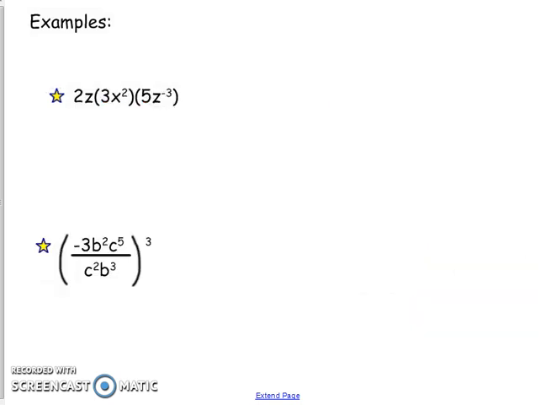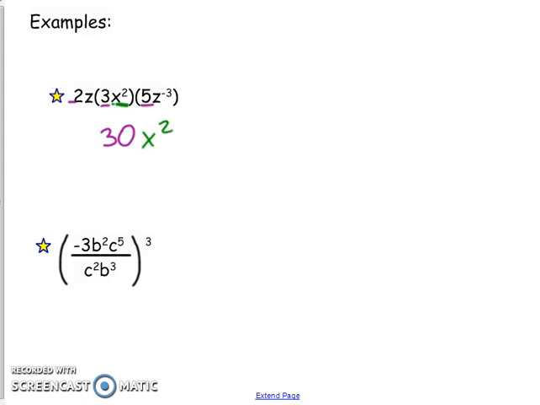Okay, so let's look at these. Now again, we're just going to multiply the things that are the same. So the 2, the 3, and the 5 are all the same. So I'm going to multiply them and get 30. Now the x squared is all by itself. It has no other x squared. So we're going to keep the x squared.